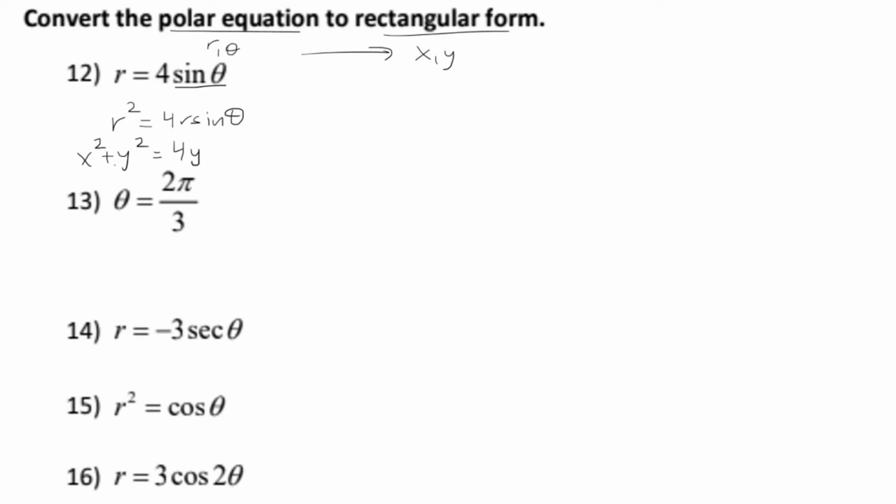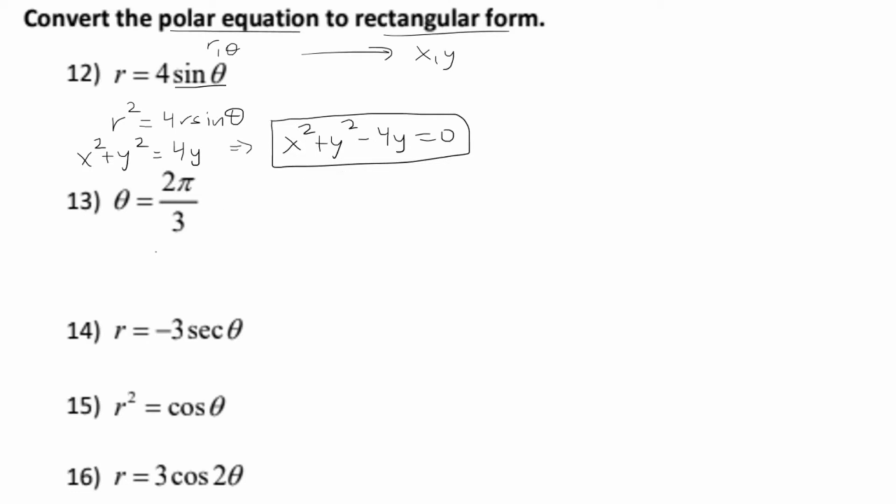At this step, you can leave it as it is, or we can bring the 4y to the left and say this is the same thing as x squared plus y squared minus 4y equals 0. Actually, it's better to set it equal to 0 for these problems.